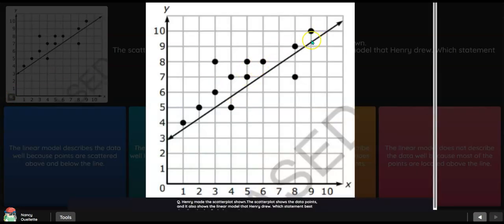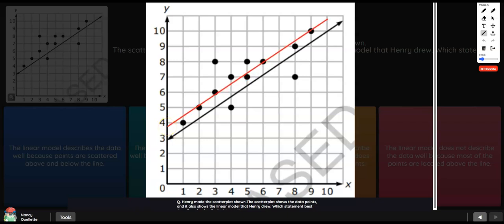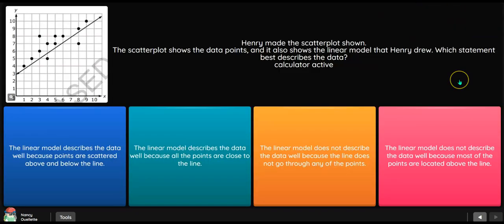So if I were going to draw a trend line for this data, I might put it somewhere closer to, I don't know, maybe right there. I might say that would be a better trend line than the one that they gave us. So it's going to be this last answer choice here.